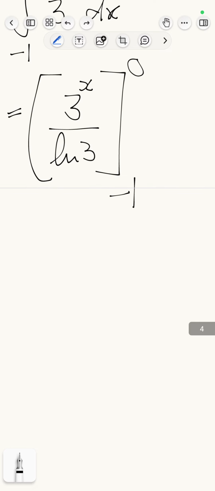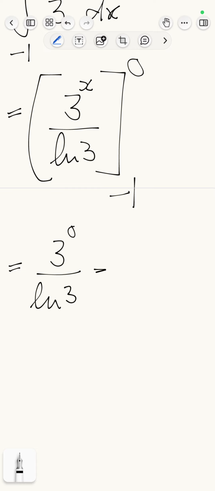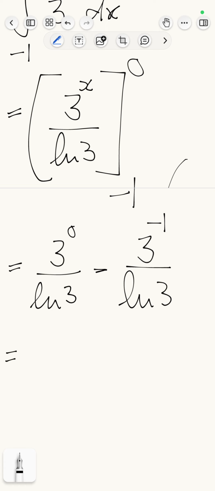So now what am I going to have? I'm going to have 3 to the power of, I'm going to substitute the upper limit first. So 3 to the power of 0 divided by ln of 3. And then I'm going to have a minus. And over here, I'm going to have my second substitution. Now I'm going to have the -1 subbing in x's place. Okay, so now I'm going to say 3 to the power of -1 divided by ln of 3. Right, so I'm going to take a second. I'm going to go put this in my calculator quickly.